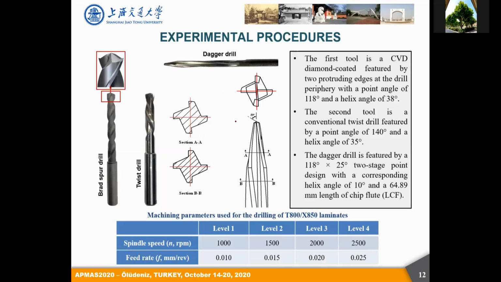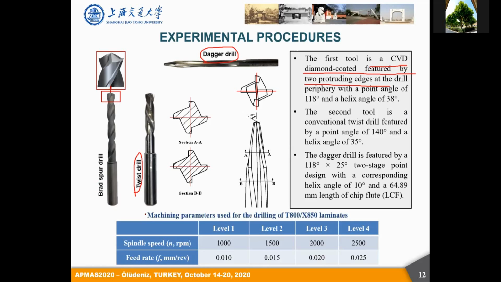And the cutting tools used are specialized drill bits. The first cutting tool is the CVD diamond-coated tool featuring two protruding edges at the drill periphery with a point angle of 180 degrees and a helix angle of 38 degrees. The second cutting tool is the conventional twist drill. And the third cutting tool is the duck drill. It features a two-stage point design with a corresponding helix angle of 10 degrees and a 64.89 millimeter length for the chip flute.